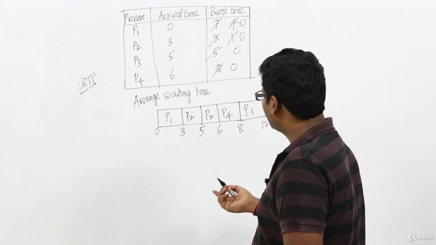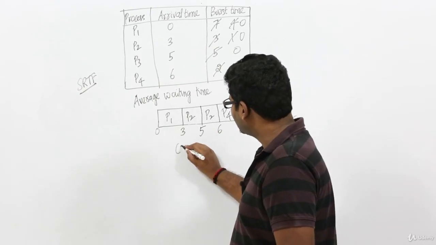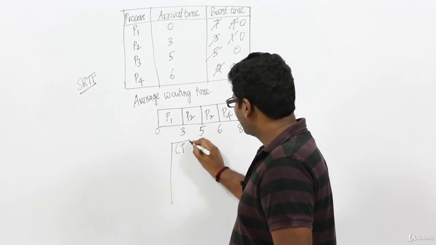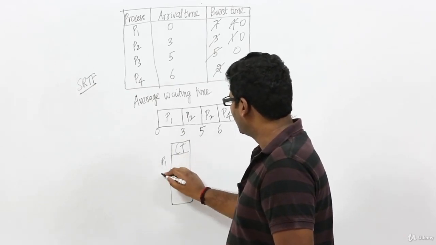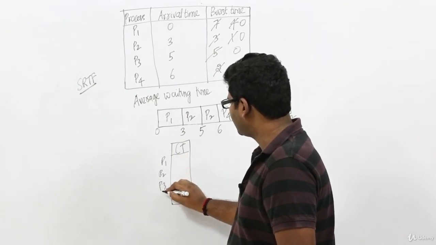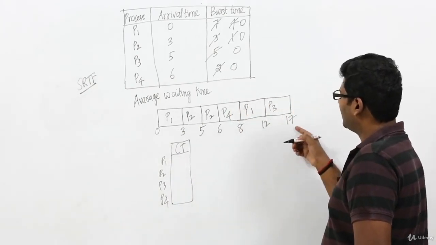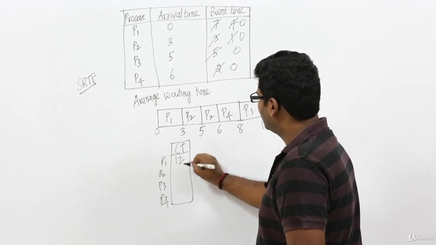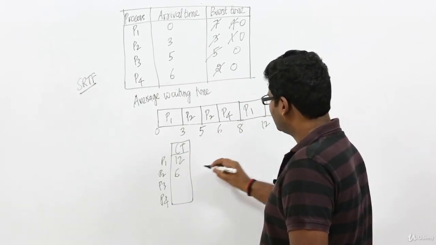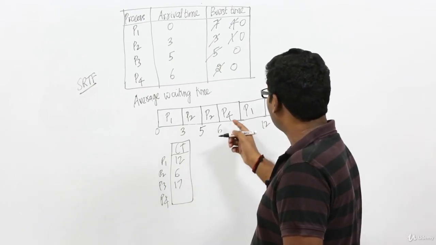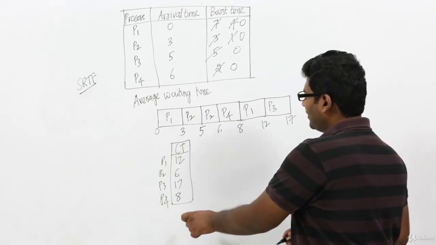Just to compute the average waiting time, first let's compute the completion time so that it will be easier. This is P1, P2, P3 and P4. What is the completion time of P1? Completion time of P1 is at 12 time units. Completion time of P2 is at 6. Completion time of P3 is at 17. Completion time of P4 is at 8.